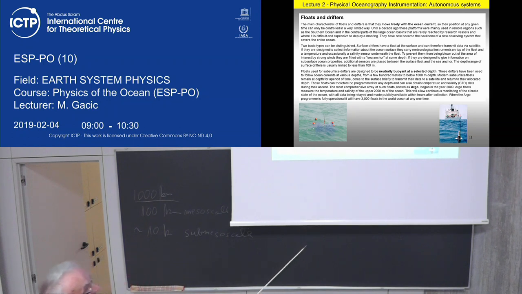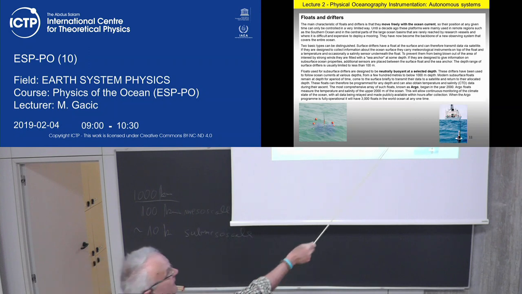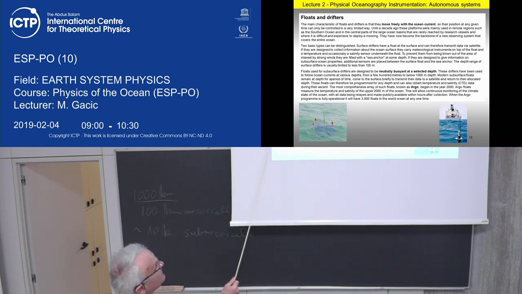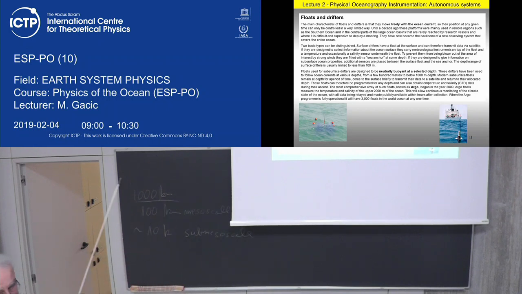And the most comprehensive array of such floats is known as Argo, which began in the year 2000. So this is a rather recent oceanographic program. We started only in the year 2000. And you can see that these Argo floats measure the temperature and salinity of the upper 2000 meters. Now, quite recently, they have constructed floats which go down to 3,000 meters, which is quite a good property for a large part of the world ocean, especially for the relatively shallow parts like the Mediterranean. So you can see when the Argo program is fully operational, it will have 3,000 floats around the world ocean.